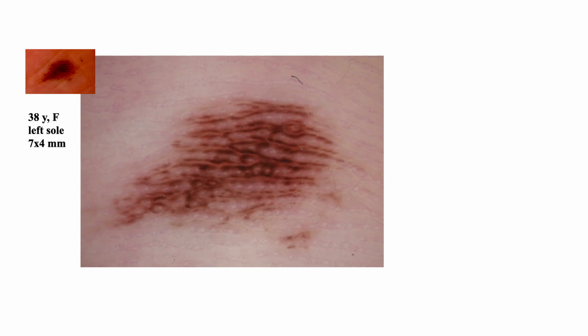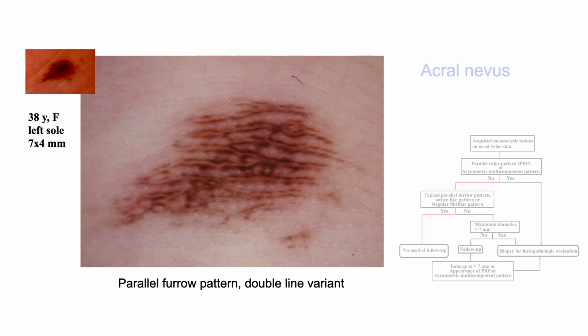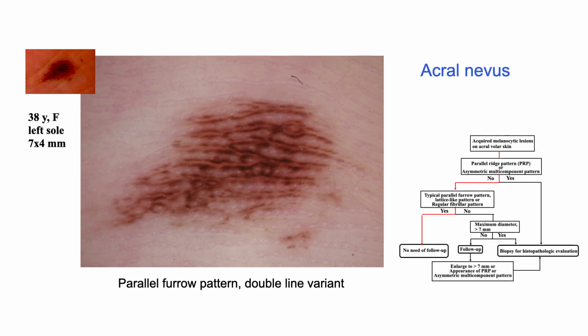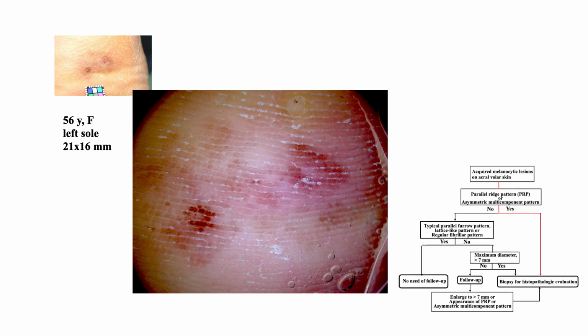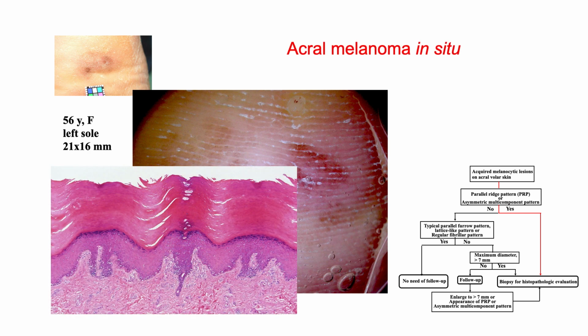This 7 mm lesion shows the typical parallel furrow pattern, the double line variant. Thus, in the three-step algorithm, this lesion goes down by the red route. This is a benign acral nevus with no need of further follow-up. This 21 mm lesion exhibits the parallel ridge pattern, thus goes down by the red route. It should be biopsied. Histopathologically, this lesion was diagnosed as acral melanoma in situ.